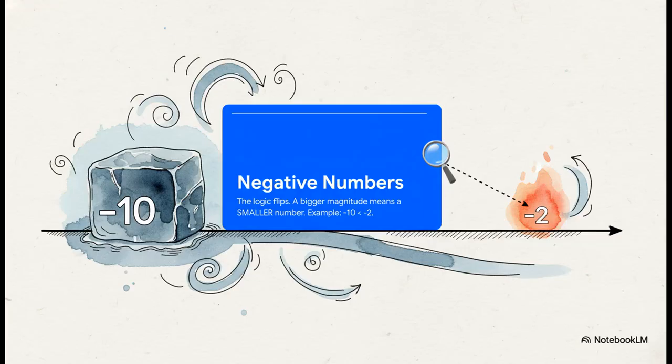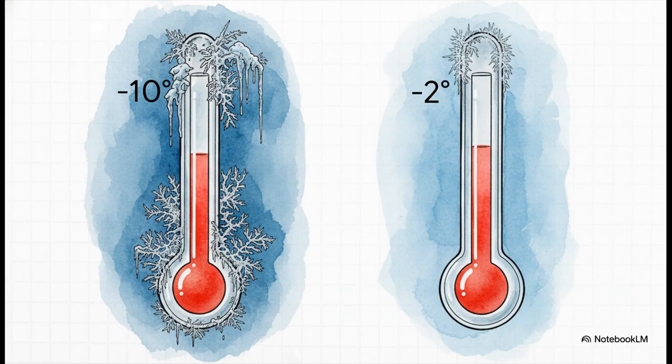With negative numbers, you have to remember that the logic completely flips on its head. The bigger the number looks, we call that its magnitude, the smaller its actual value really is. That's why negative 10 is actually way, way smaller than negative 2. It's further to the left on that number line. You know the easiest way to get this right every time? Think about temperature. Seriously, would you rather be outside when it's minus 10 degrees or minus 2 degrees? Minus 10 is way colder, right? That means it's a smaller value.